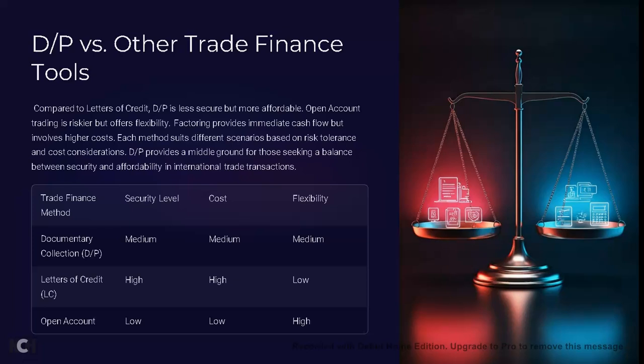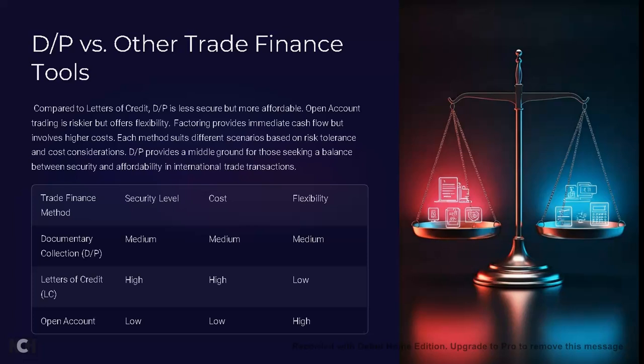What are the other mechanisms that are available? Compared to letters of credit, DP is less secure but more affordable. Compared to open account, it is less flexible. Comparing to factoring or forfaiting, they provide immediate cash flow but at higher cost, that is, an interest payment is involved.